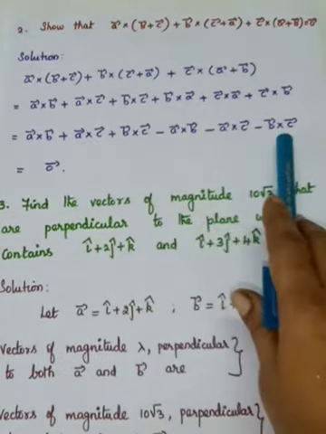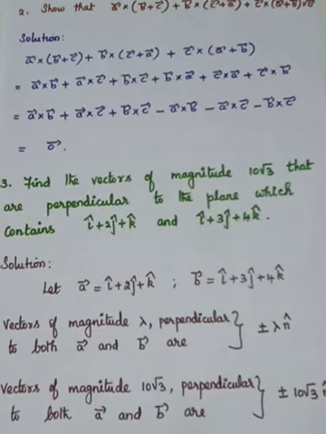Okay, coming to the third problem. Find the vectors of magnitude 10 root 3 that are perpendicular to the plane which contains I cap plus 2 j cap plus k cap and I cap plus 3 j cap plus 4 k cap. You see that two vectors are given. Find the vectors of magnitude 10 root 3 that are perpendicular to the plane which contains them.